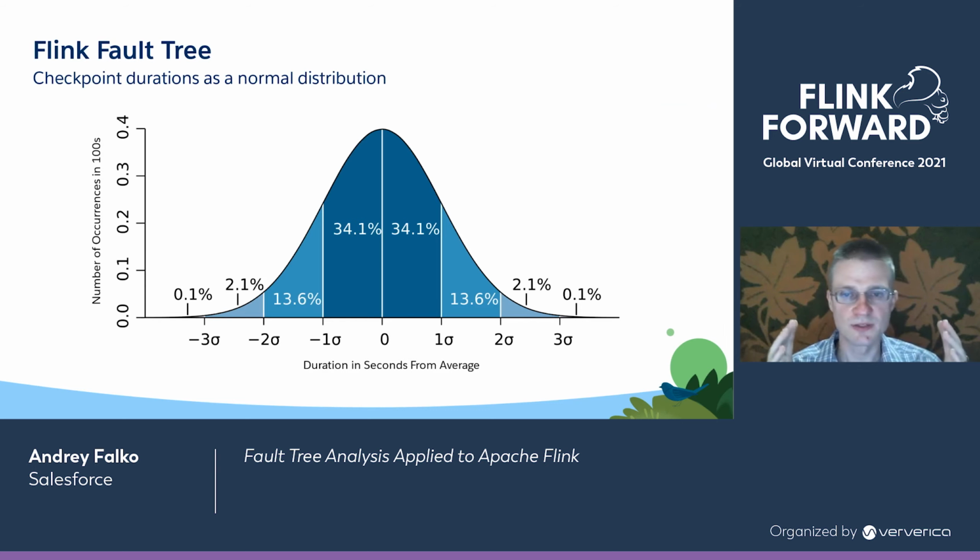The sigma symbol is the standard deviation. Most of your checkpoints will complete within one standard deviation of your average. Occasionally, you'll be within 2 standard deviations, and very rarely more than 2.5. If you're ever wondering about what you should set your checkpoint timeout to, you might want to set it to your average plus 4 to 6 times your standard deviation.